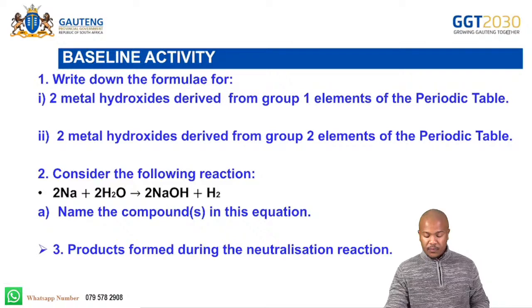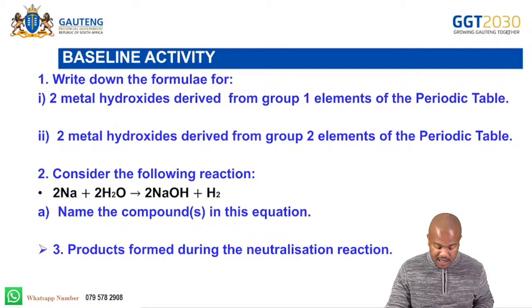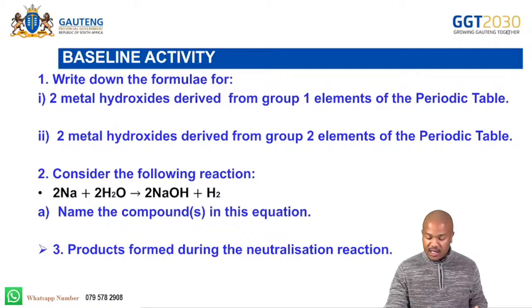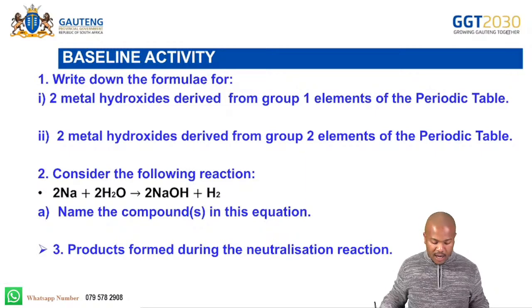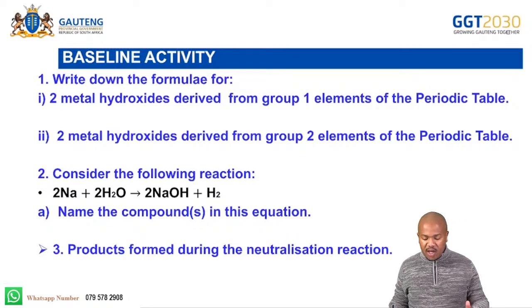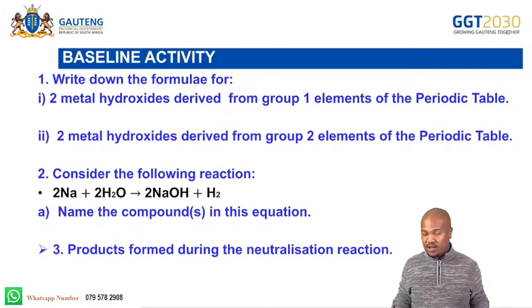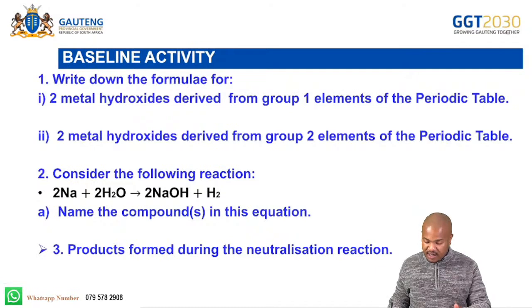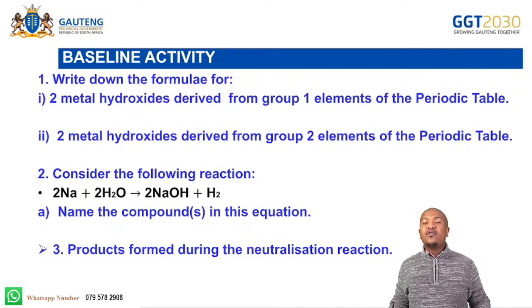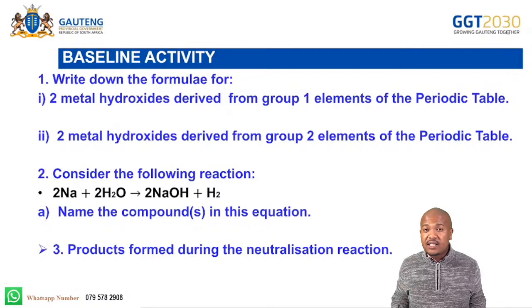Then number 2, consider the following reaction, right? The reaction is sodium plus water to form sodium hydroxide plus hydrogen, right? So it is 2Na plus 2H2O to form 2NaOH plus H2, right? So you simply have to name the compounds in this equation. Then number 3, right? Write down what the products that are formed during the neutralization reaction. Right. So I'm going to give you 5 minutes to copy down and complete this activity. Then after that, we shall meet and mark together.